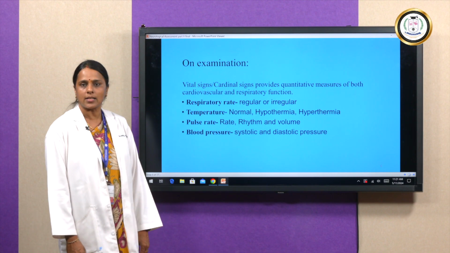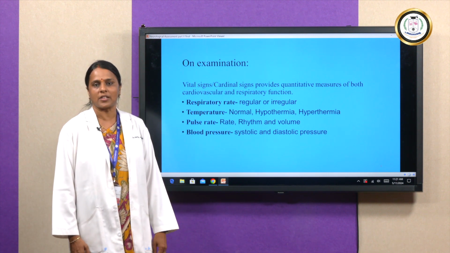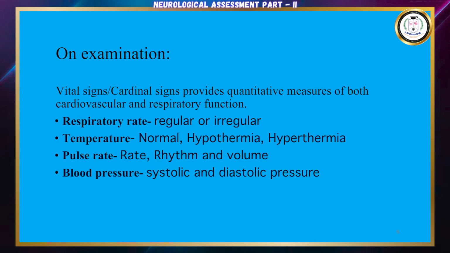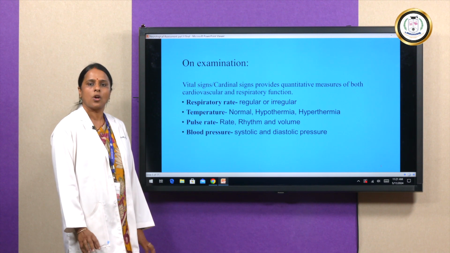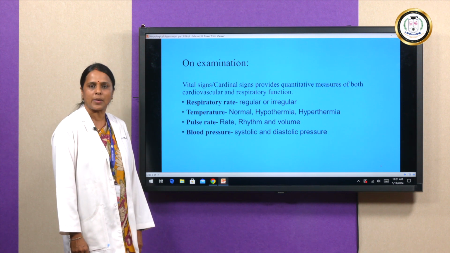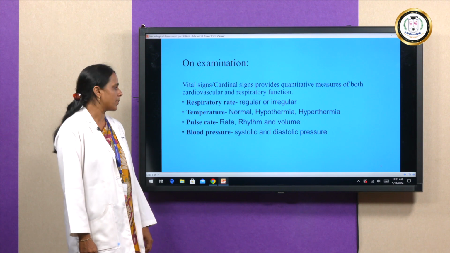What are the main cardinal signs or vital signs? These vital signs give us the quantitative measure of the respiratory status as well as the cardiovascular status of the patient. So, we will be checking the respiratory rate, whether it is an irregular pattern or the patient is breathing normally. Temperature, whether the patient has a normal temperature, increased temperature or very cold feet and hands. Pulse rate, what is the rate of the pulse, rhythm of the pulse and volume. Blood pressure, whether it is a hypertensive patient or the blood pressure is low. So, we will check the systolic and the diastolic blood pressure.